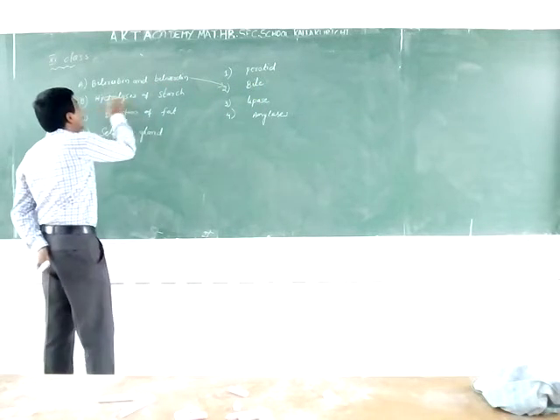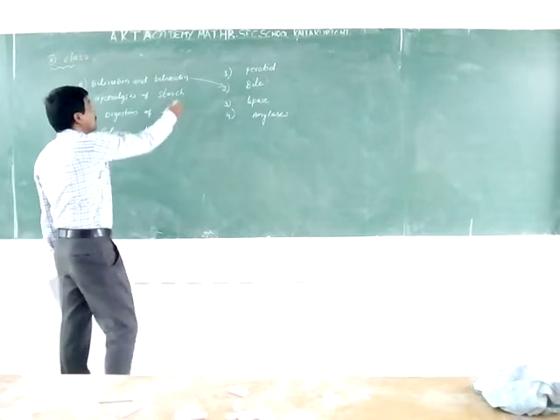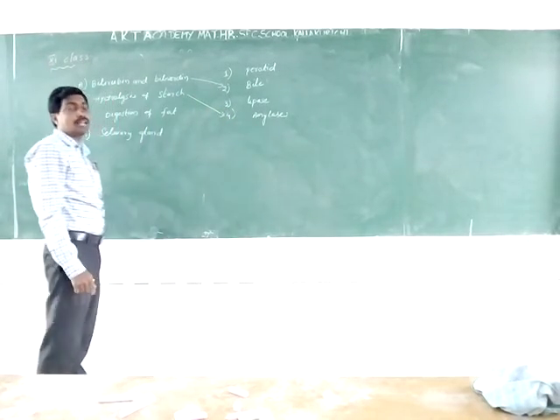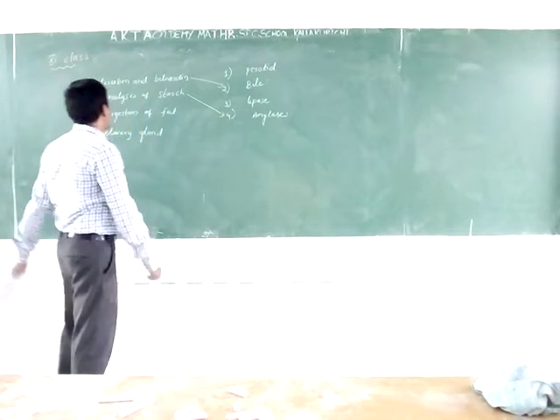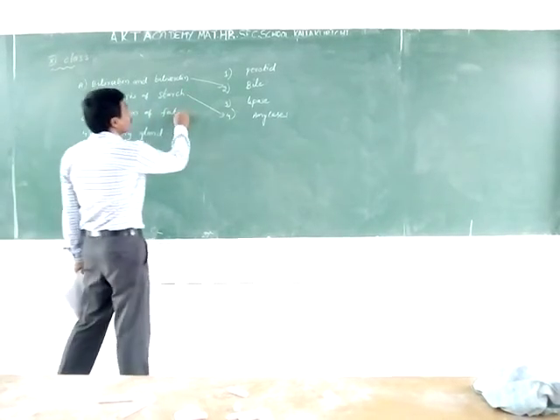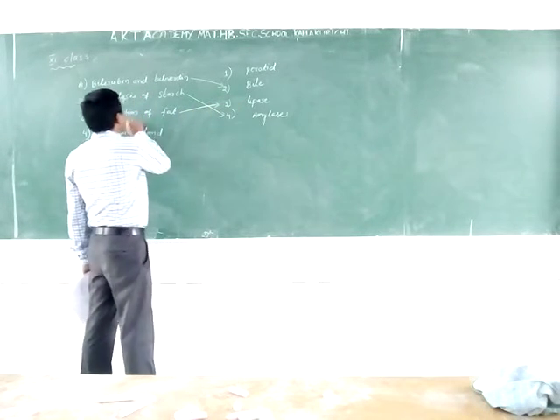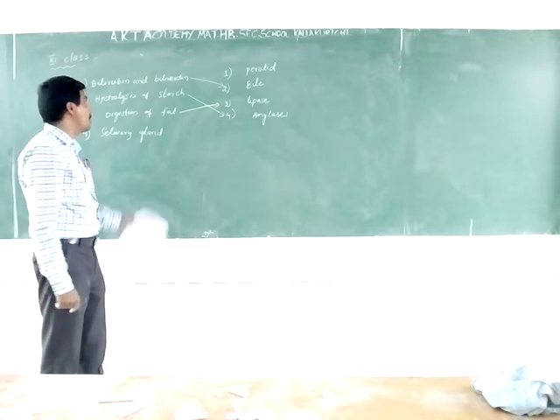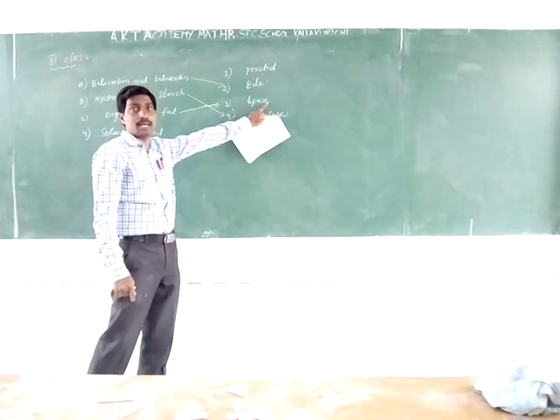The next one is the hydrolysis of starch. This is done by amylases. Starch is converted to maltose by amylase. The next one is the digestion of fat, by the lipase enzyme. Fats are converted to glycerol and fatty acids in the presence of lipase.